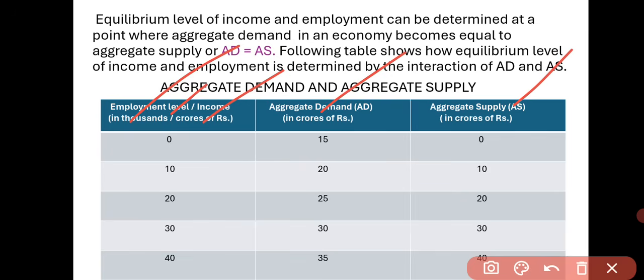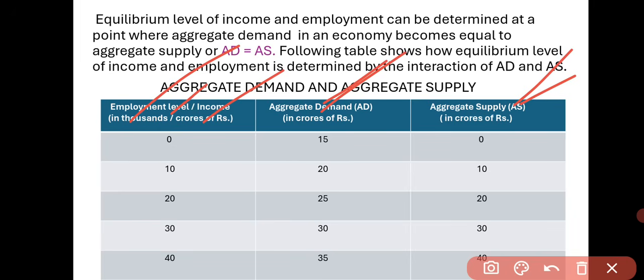The same imaginary table, the same data that we took for aggregate demand and aggregate supply, is discussed here. This table shows a combined table of aggregate demand and aggregate supply. So employment level and income are given in the first column, aggregate demand in the second column, aggregate supply in the third column. Accordingly, we have given the figures.